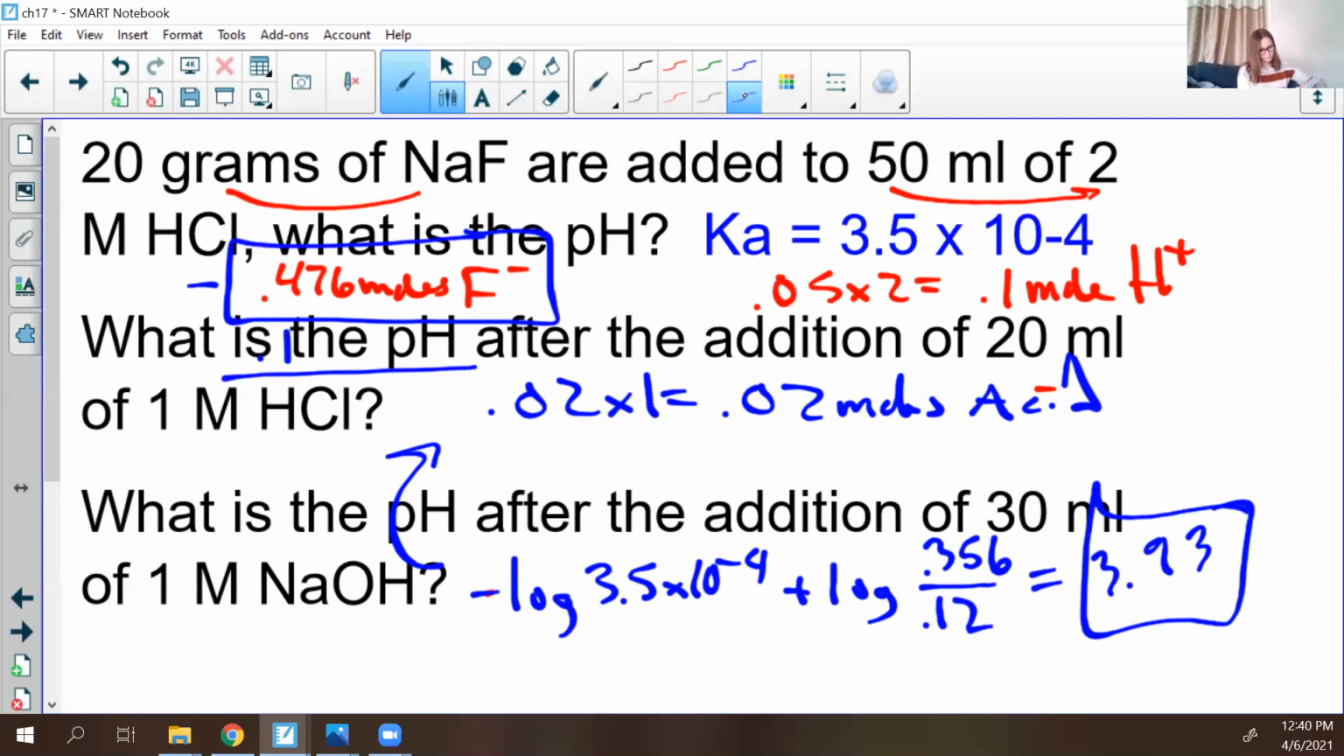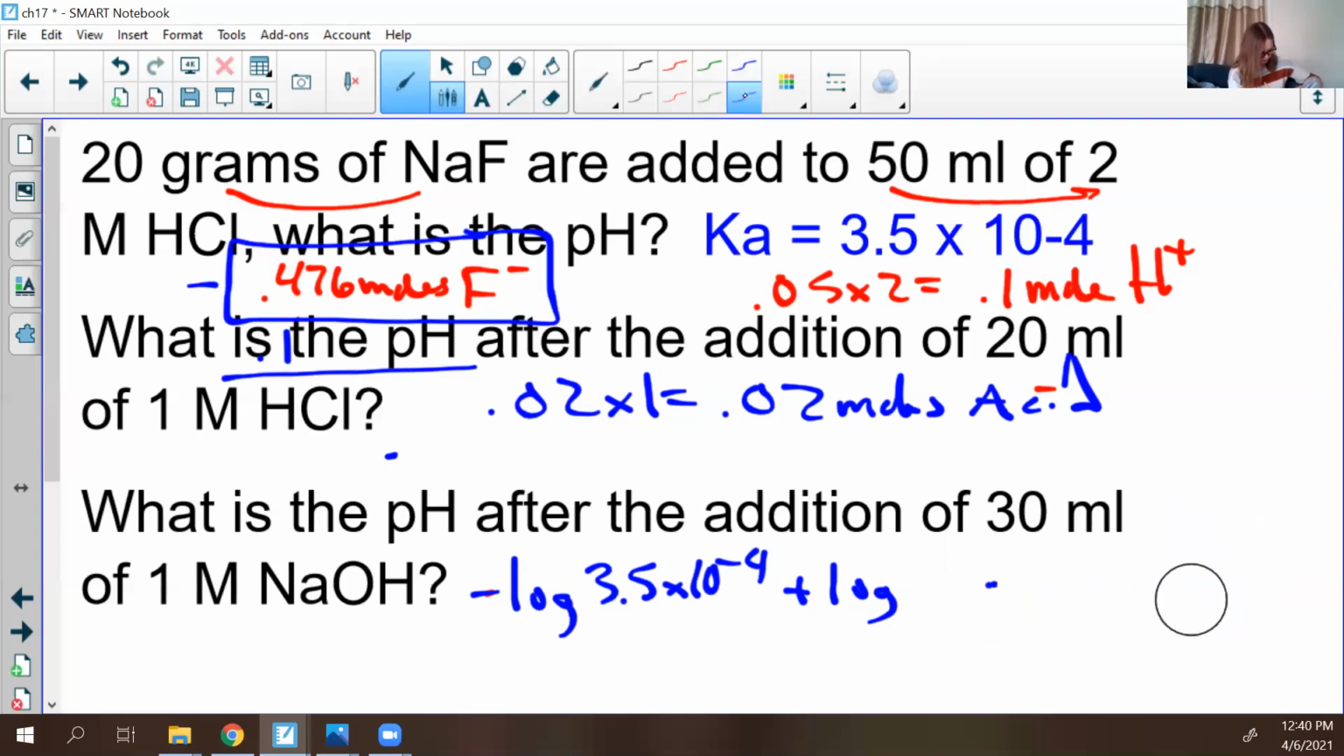Okay. Then this is the same situation, but now I've added base. So I'm going to just erase this piece right here. The addition of 30 milliliters of 1 molar. So that's an addition of plus 0.03 base, which means the acid goes down that much, right? All right, so the base is 0.396, right? 0.406. Okay, you're right. That was stupid math.